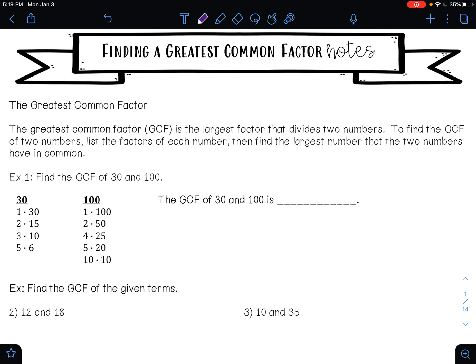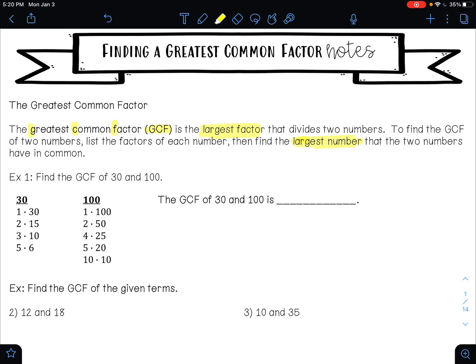In this video, we are going to talk about how to find a greatest common factor. The greatest common factor is also known as the GCF, and that is because the GCF is the largest factor that divides two numbers. To find the GCF of two numbers, list the factors of each number, then find the largest number that the two numbers have in common.